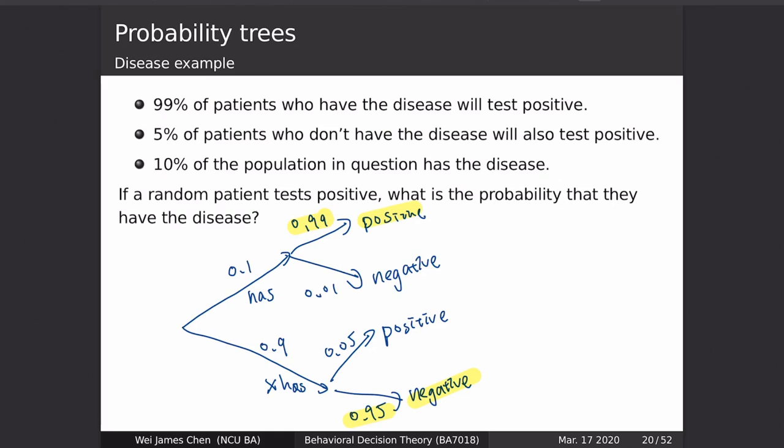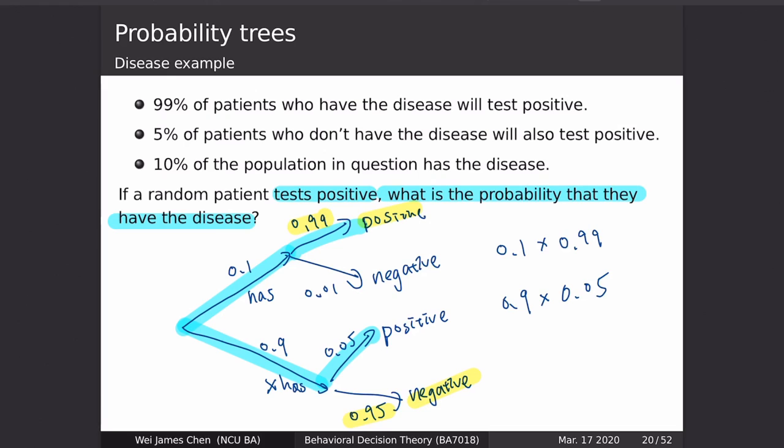So now we want to know what is the probability that they have the disease given that the test is positive. There are two ways that the test is positive. One is that you have it and the test says positive. The other way is you don't have it but it still tests positive. So the total probability is 0.1 times 0.99 plus 0.9 times 0.05. Okay? And this is 0.099 and this is 0.045.